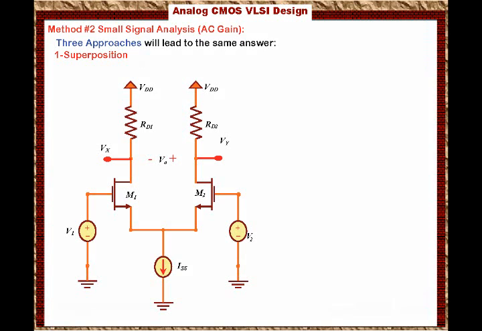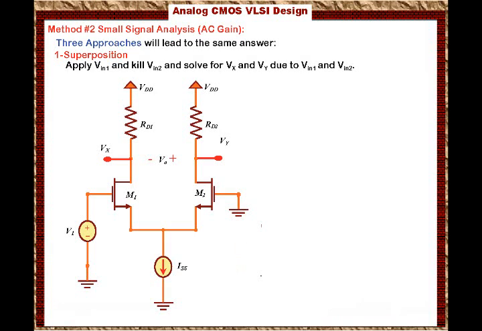So basically what we do is we apply Vn1 and kill Vn2, solve for the output voltages Vx and Vy due to Vn1, then kill Vn1 and apply Vn2 and solve for Vx and Vy due to Vn2. The first thing we're going to do is kill Vn2, so we short it to ground, so the circuit will look like this.